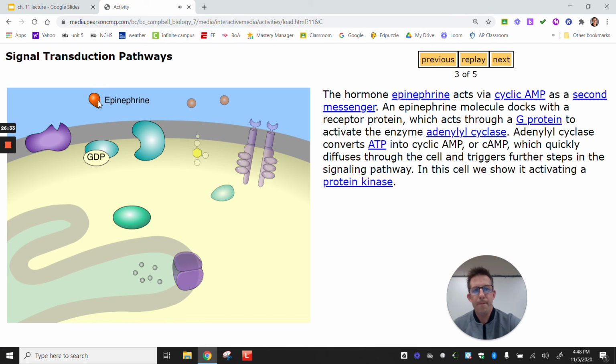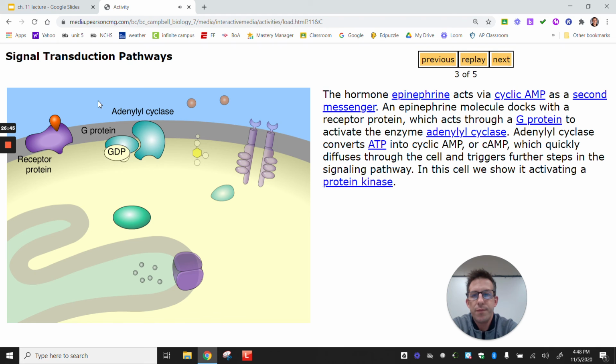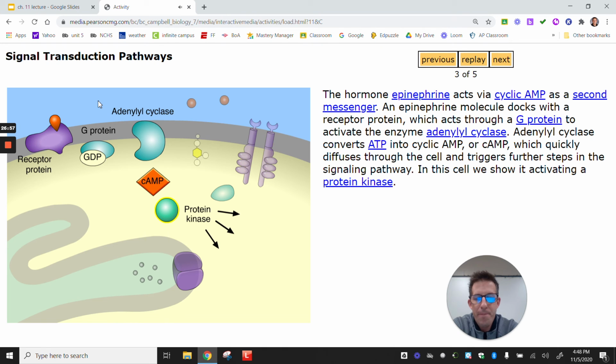The hormone epinephrine acts via cyclic AMP as a second messenger. An epinephrine molecule docks with a receptor protein, which acts through a G protein to activate the enzyme adenylyl cyclase. Adenylyl cyclase converts ATP into cyclic AMP, or cAMP, which quickly diffuses through the cell and triggers further steps in the signaling pathway. In this cell, we show it activating a protein kinase.